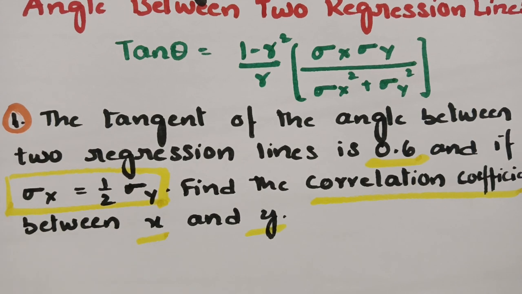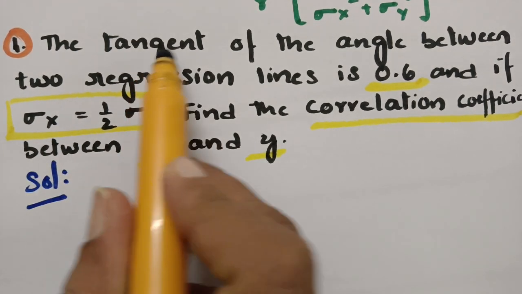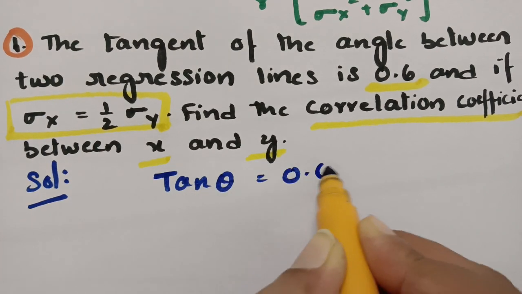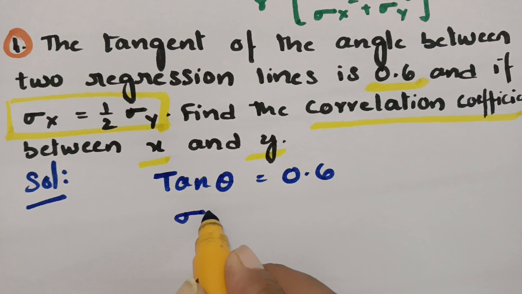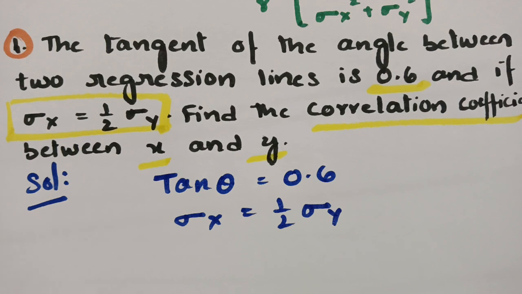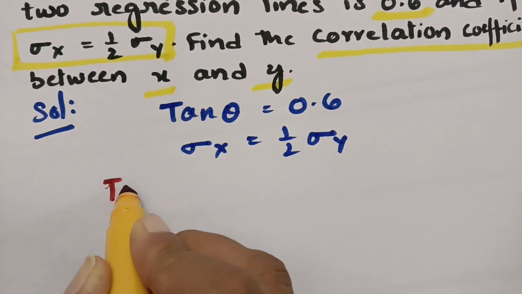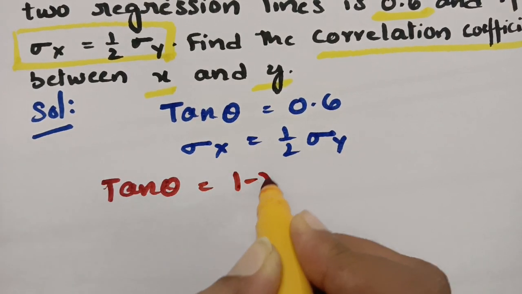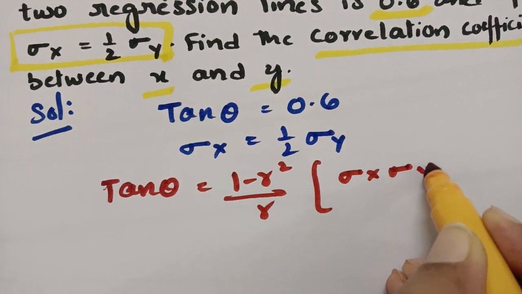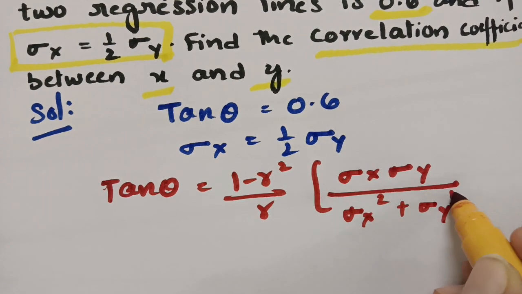See, what is given here? The tan theta value is given as 0.6, and it is also given that sigma x is equal to half times sigma y. As you know, tan theta is equal to, and it is so simple to remember, (1 minus r square) by r into the product of the standard deviations, that is sigma x into sigma y, divided by sigma x square plus sigma y square.